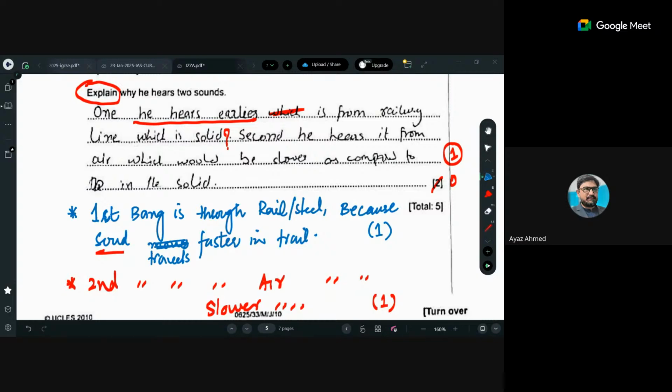Okay, let's have a debate on this question. There is one more student with me, Zainab Wahab. Zainab, do you know that the question states explain why he hears two sounds? So this why is to be answered. She gets one sound later and one sound earlier, because sound travels faster in solids and slower in gases and air. Yes, it's very good. Well done.